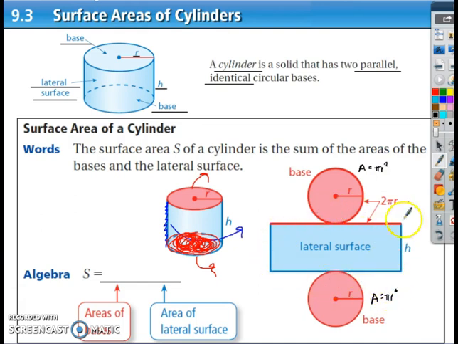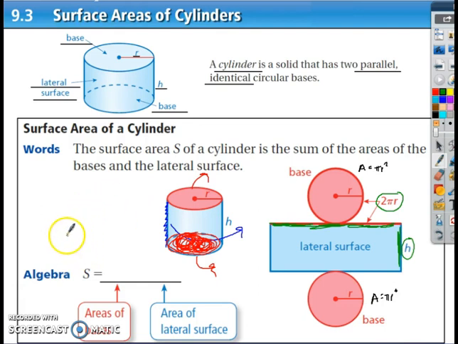Now the lateral surface, we did talk about how the length of this rectangle is the same as the circumference of your circle. And the reason for that is because this rectangle is going to wrap perfectly around your circle. So this length here in green is the same as the circumference of your circle, which is 2 pi r. So to find the area of this lateral surface, I'm going to find the circumference of the circle, 2 pi r, and multiply it by the height of my cylinder.